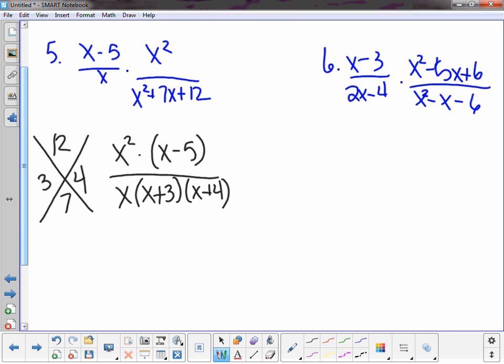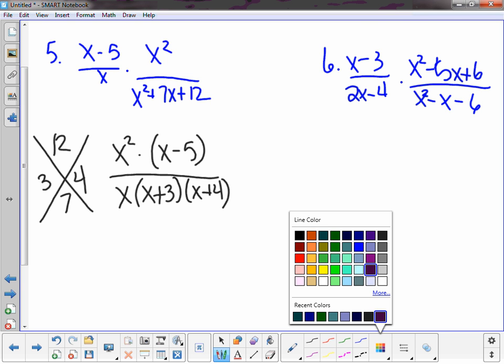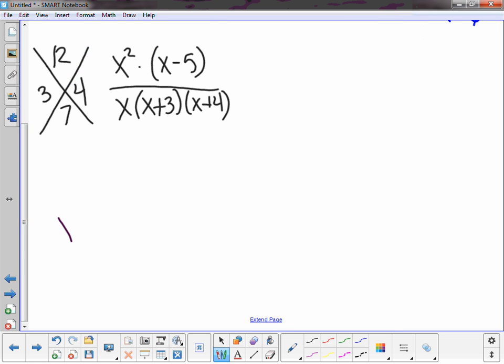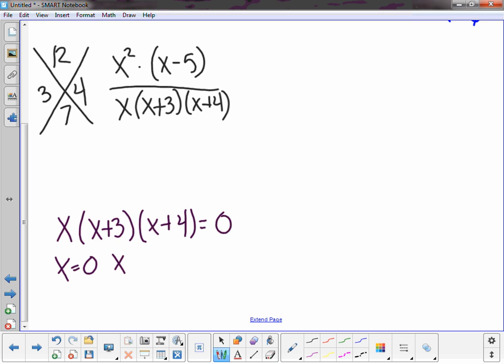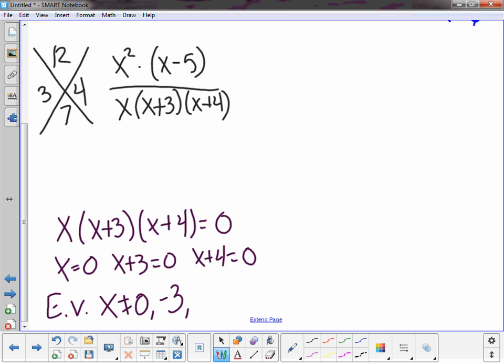So instead of writing x squared plus 7x plus 12, I'm going to write that in factored form. Now we need to go through and calculate our excluded values before we do any simplifying. Okay, so let's start with that. So I'm going to take x times x plus 3 times x plus 4 and set that equal to 0. Now that means I need to take each of these factors and set them equal to 0. So go through and solve each of those for x, and you get for your excluded value that x cannot be 0, -3, or -4. So that's one of my two answers.